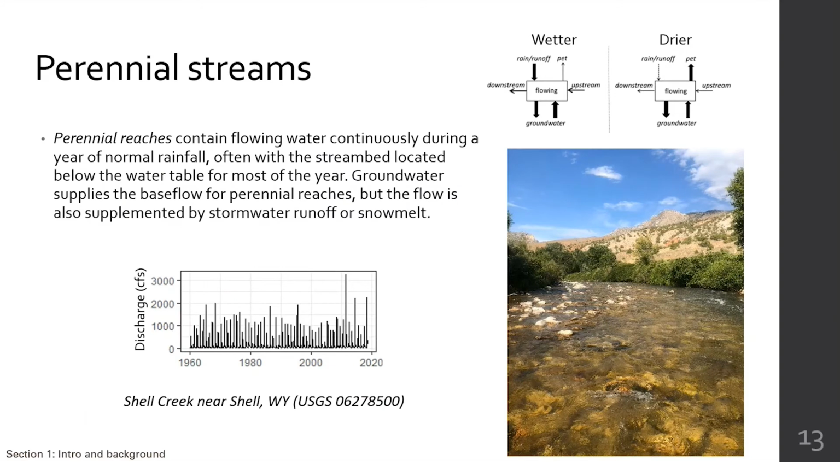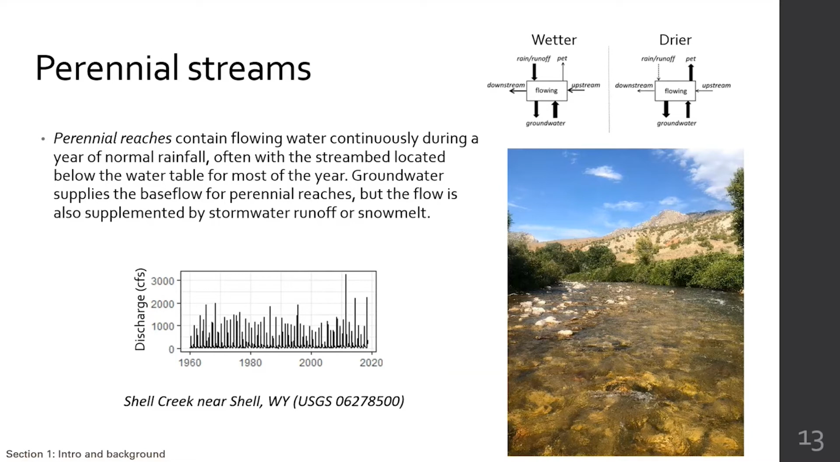Perennial reaches, like I mentioned earlier, have inputs that are greater than the outputs of water in the reach. They contain flowing water throughout a normal year, and they typically have the stream bed located above the water table for most of the year. They may occasionally dry, but this is usually only in response to extreme climatic variation. Groundwater typically supplies the base flow for these perennial reaches, but there can also be stormwater runoff and snowmelt.